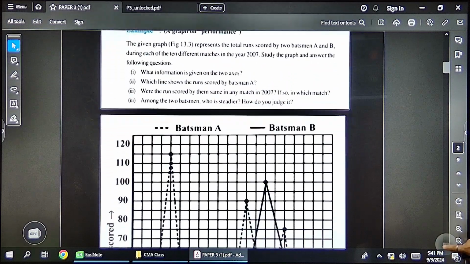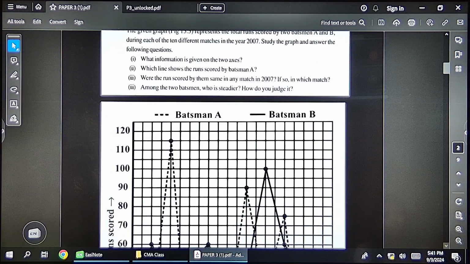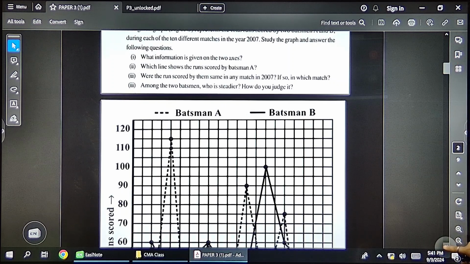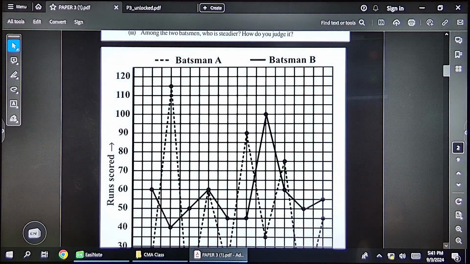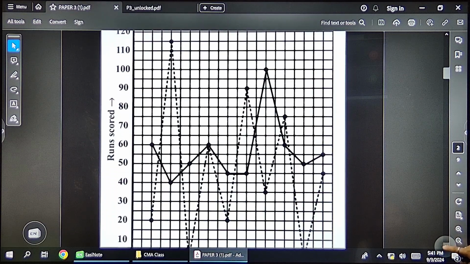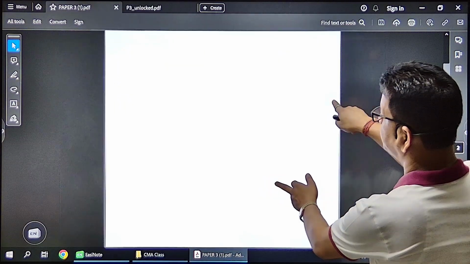Line graphs can be two also, okay? For line graphs, two line graphs can also be drawn together. This is a dual or double line graph. So you see, I'll come to the question. This is what the line graph here is.